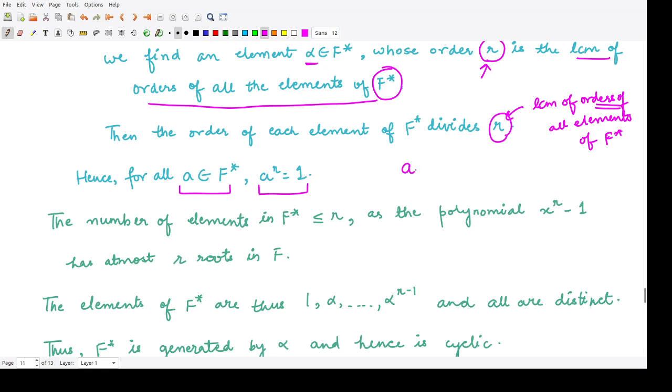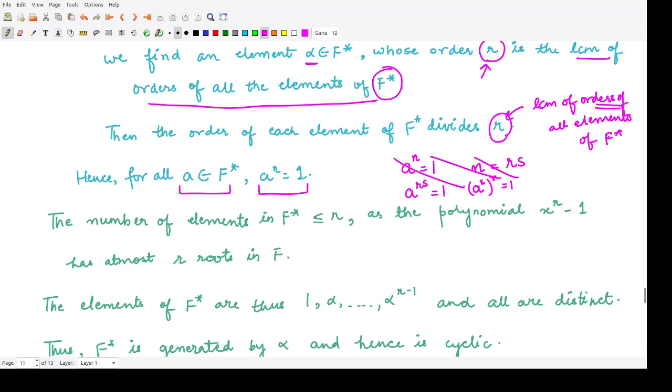So if you say N is the order, so A to the N would be 1, but because R is the LCM of N, so that means N could be written as some R into S. So that means you could write A to the power R S is equal to 1. So that means ultimately you are writing A to the power S to the power R is equal to 1. So that is why we obtain this result. So anyway, ignore this one.